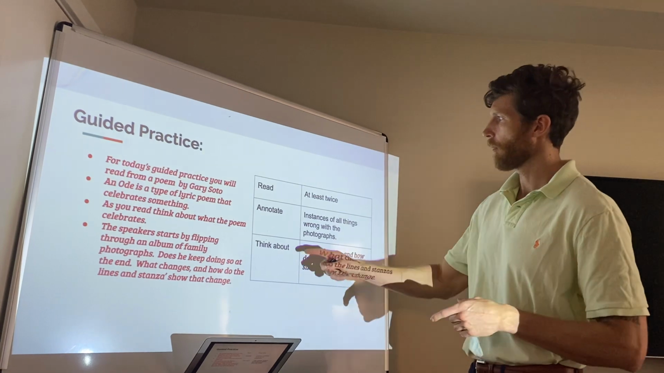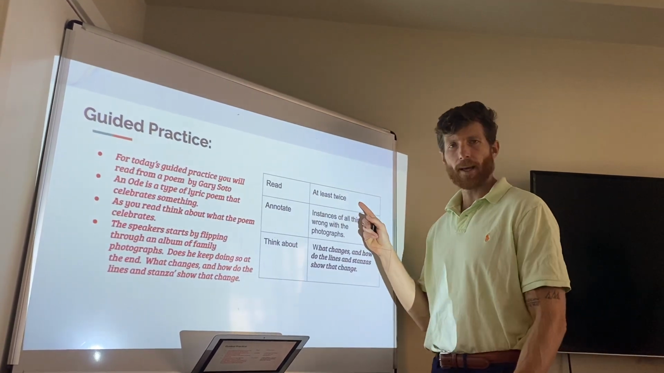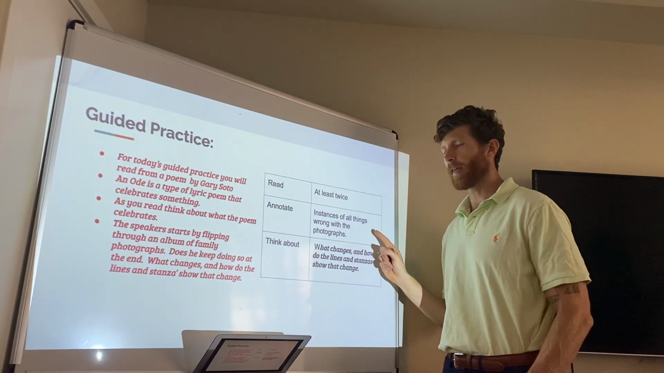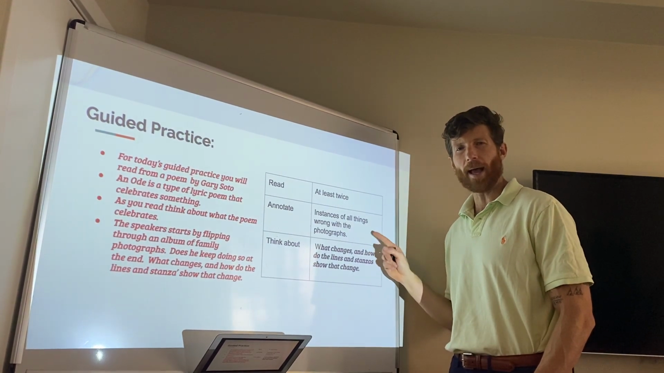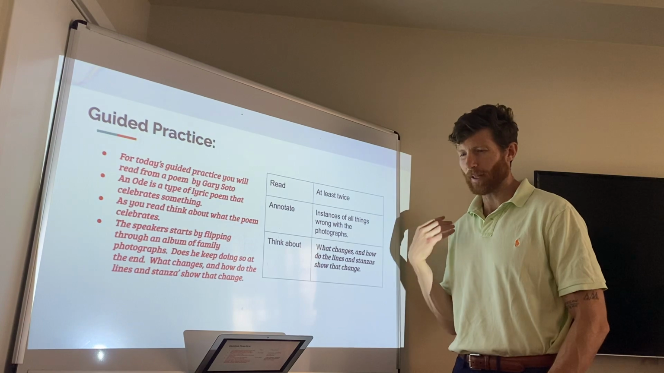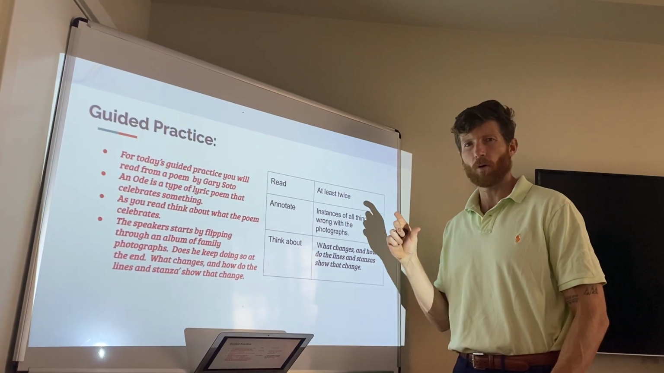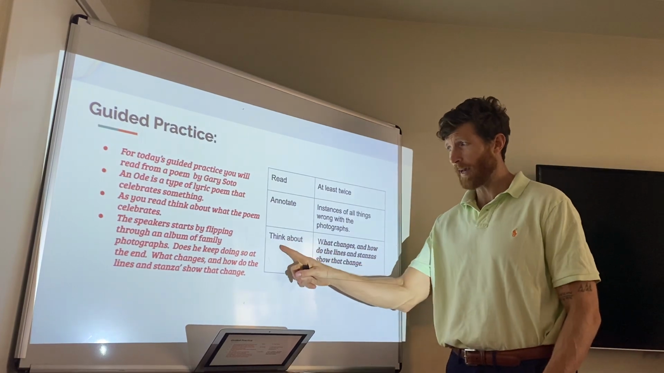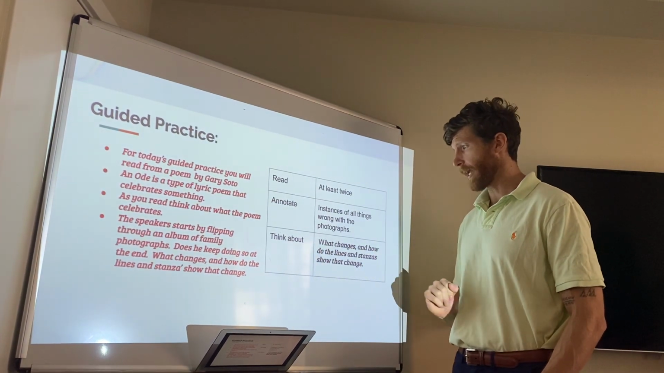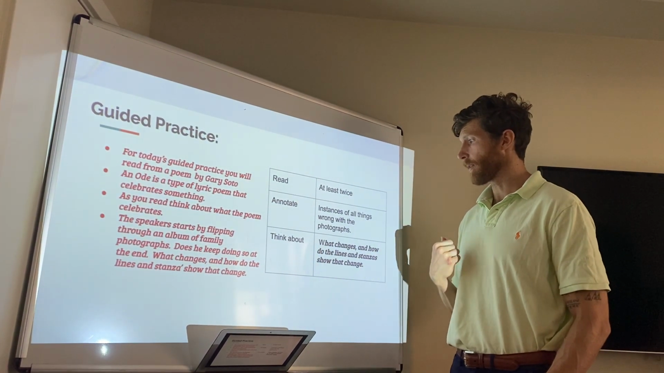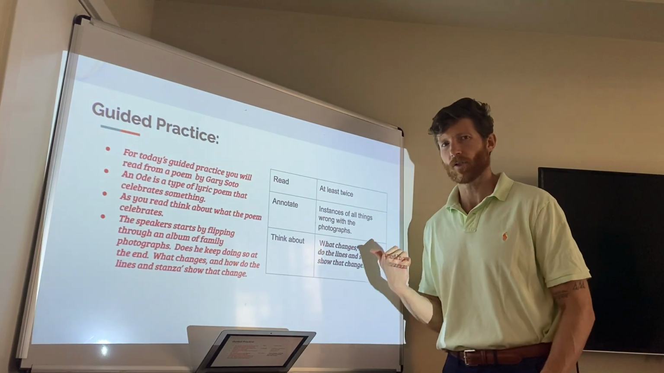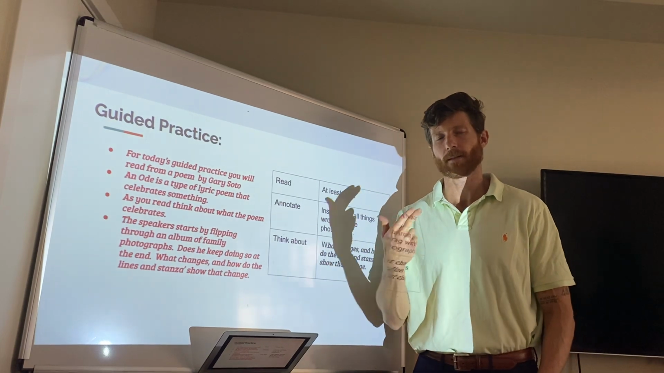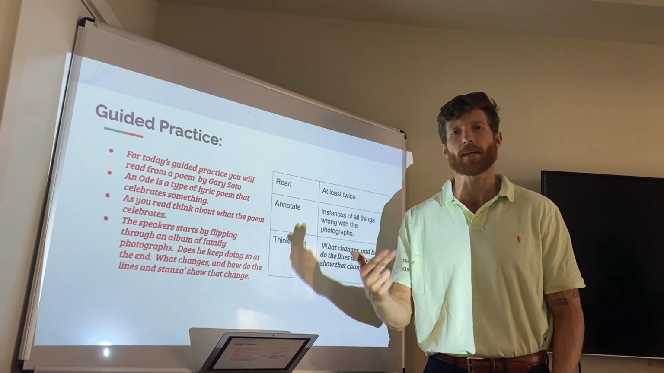Okay? So, I want you guys to read the poem at least twice. I want you to annotate instances of all things wrong with the photographs. So as you read, once he starts talking about the negative aspects of the photographs or what's off about them, make sure you annotate that. As you read, think about what changes and how do the lines and stanzas show that change. So what changes in the author's mind and how do the lines and stanzas show or depict that change?